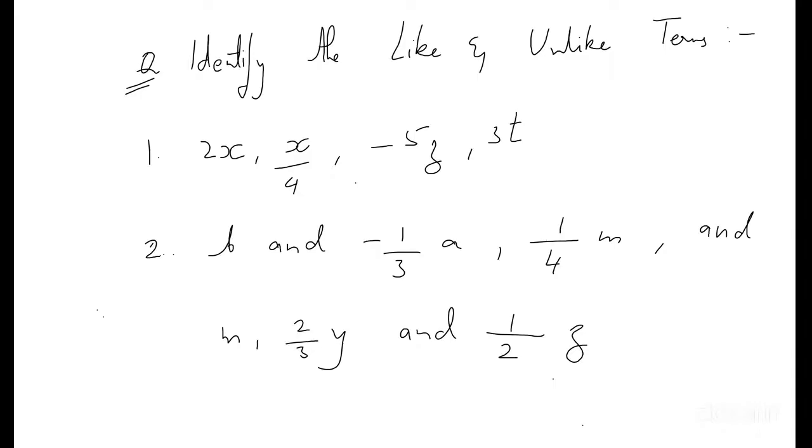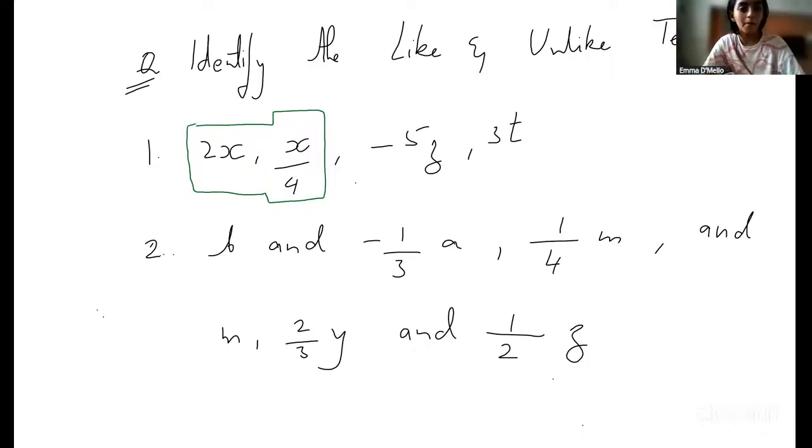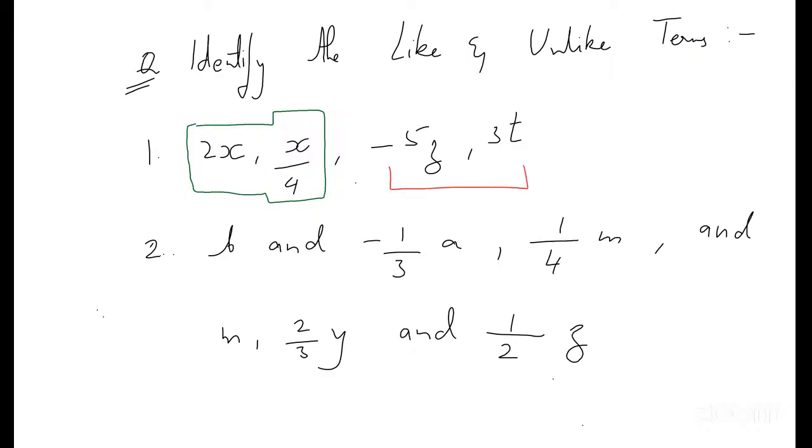Okay, so the first one, what are like terms? Abraham. Ma'am, 2x and x upon 4. 2x and x upon 4 are like terms. Very good. And what are the unlike terms? Minus 5z and 3t. Yes, these are unlike terms.